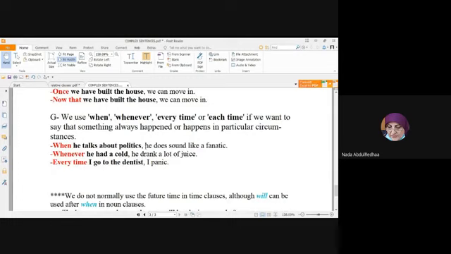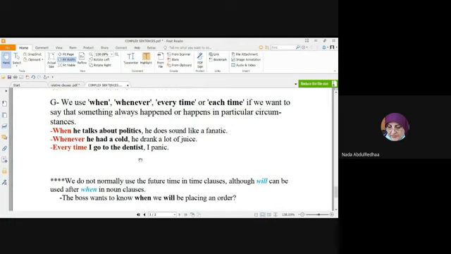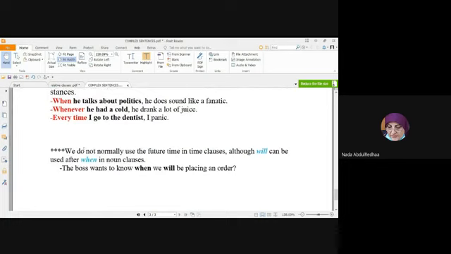The last thing, I think: we use whenever, every time, or each time if we want to say that something always happened or happens in particular circumstances. For example, when he talks about politics, he does sound frantic. Now, I want to ask you, what is the purpose of the word does in this sentence? Can you answer me? And the second one: whenever he had a cold, he drank a lot of juice. The third one: every time I go to the dentist, I panic.